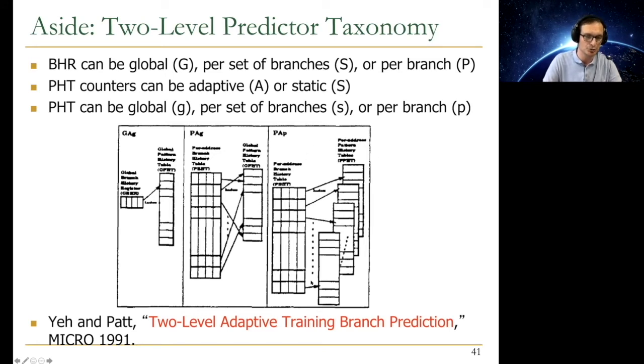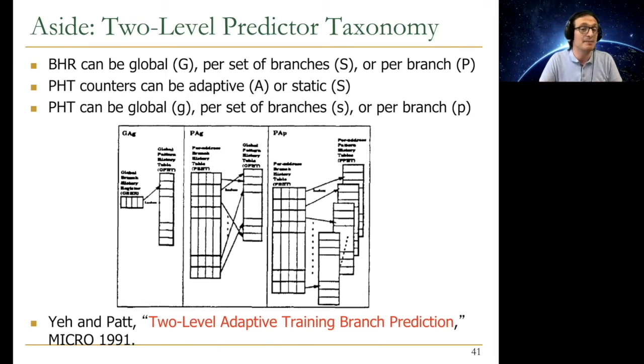Actually, I should choose this one, perhaps. I should choose PAG. But basically here, you have per address branch history registers, like earlier. And we also have a global pattern history table, as you can see over here. And we have adaptive counters over here again. So you could argue that when you have per address branch history registers, it doesn't make sense to have a global pattern history table because now different branches interfere with each other in the same table. And you would be perfectly right to say that.